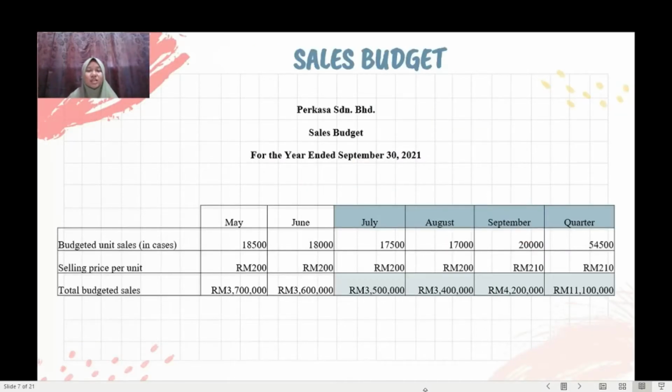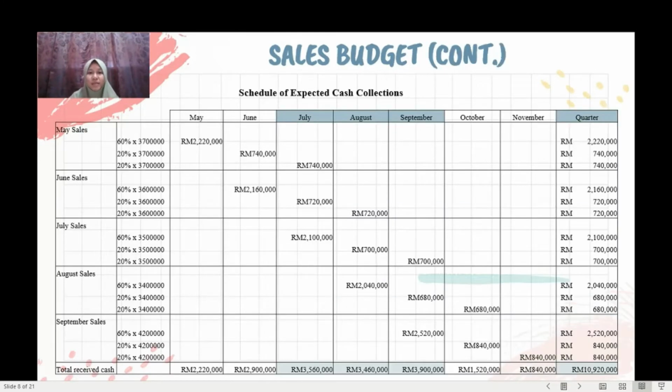Firstly, we do the sales budget. In order to calculate the sales budget, we multiply the budgeted unit sales with the selling price per unit for each month. As we can see in September, the selling price per unit is 210 because it states that the selling price per unit will be increased by 5% due to the increase in the raw material by 5% in August. So the quarter is also 210 because this price will be forwarded into the next month. And we get the total budgeted sales for the quarter, which is July, August, and September, which is 11,100,000.